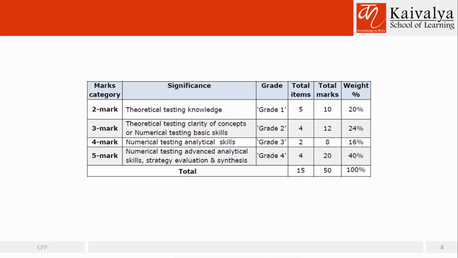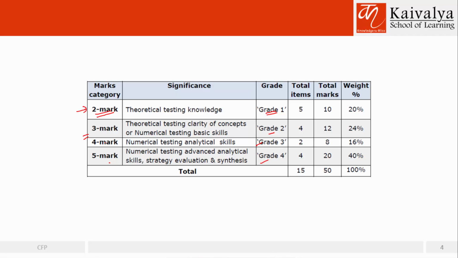Further, here we have to structurally understand the 2 marks question, they call it grade 1. The 3 marks question, they call it grade 2. Same is the case with 4 and 5 mark questions. So it is respectively grade 3 and grade 4.